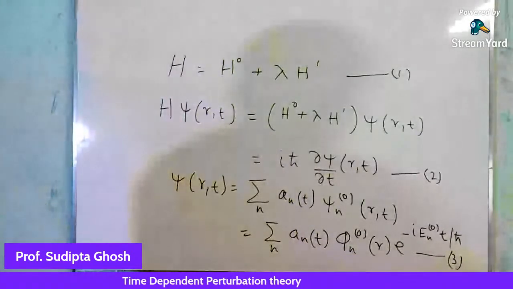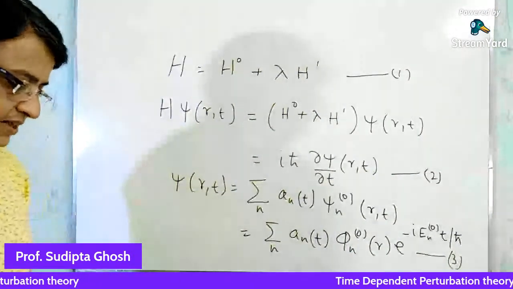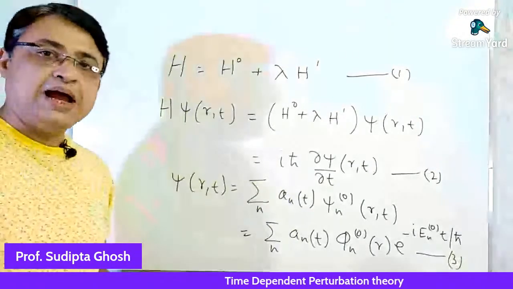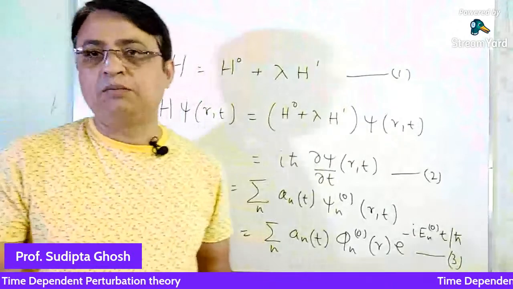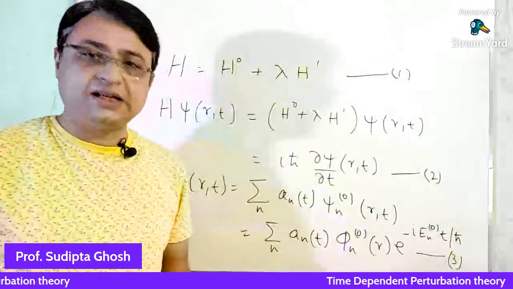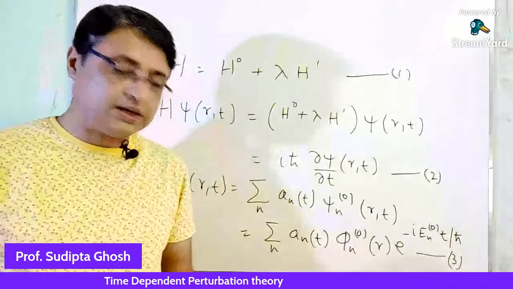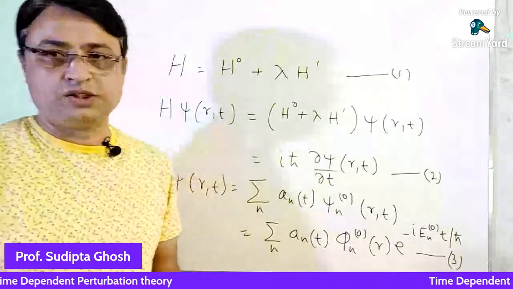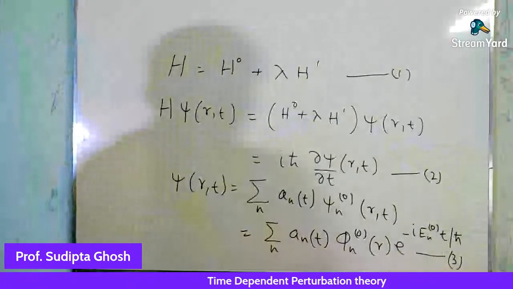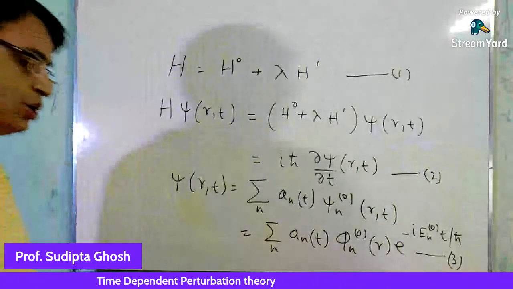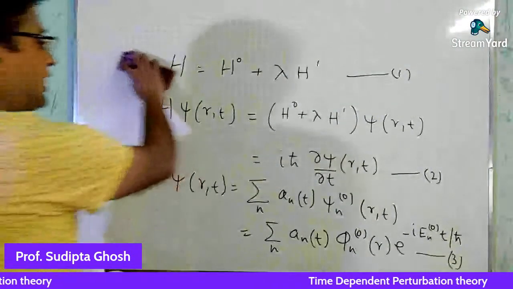So phi n0(r) describes the states of the unperturbed system at time t equals 0. So the term phi n0(r) is actually the states of the unperturbed system at time t equals 0. Now, the wave function we have taken is always normalized at all times.